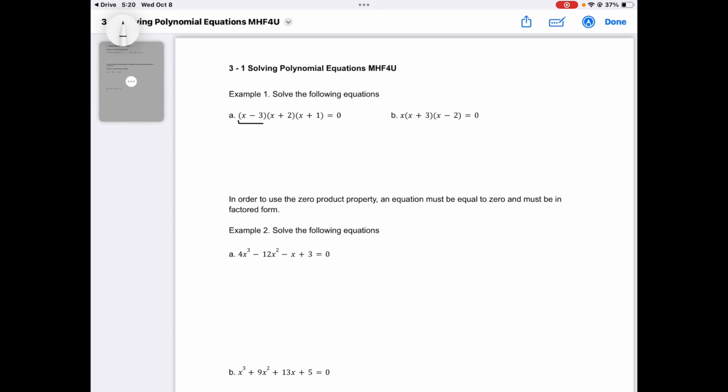So if it's already in factored form, that means that if any of these brackets are equal to 0, the left side is equal to 0, which is equal to the right side. So I can say that x is equal to 3, x is equal to minus 2, or x is equal to minus 1. Similarly, on this example B, I can say that x could be 0, x could be equal to minus 3, or x could be equal to positive 2. So again, I'm just taking a bracket, setting it equal to 0, and then solving for x.